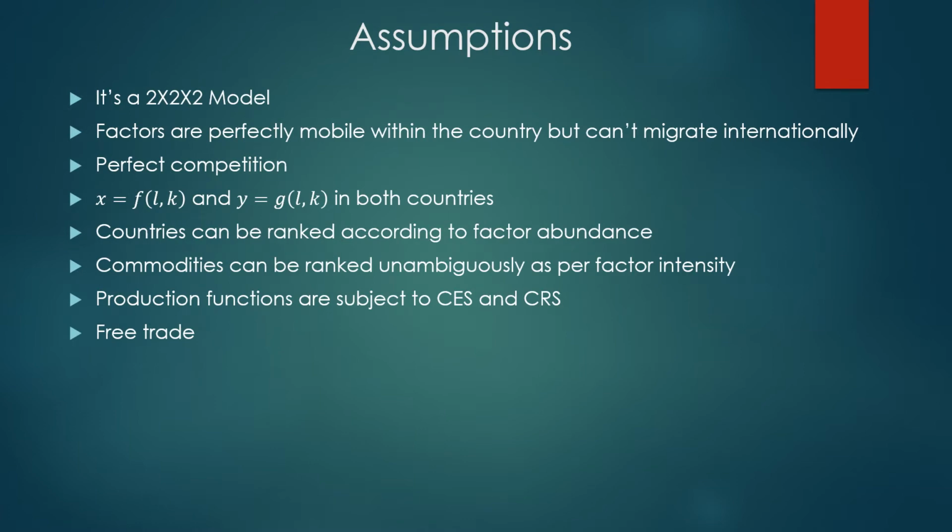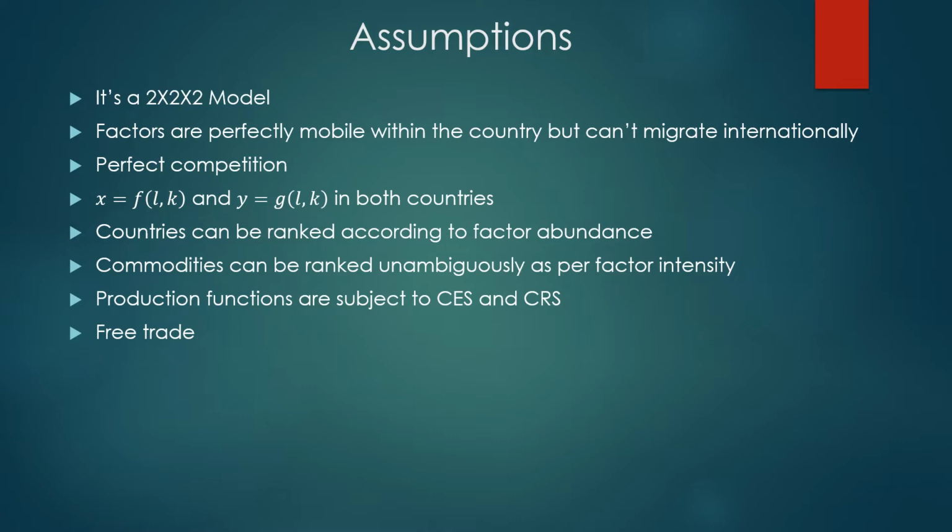Now, it is a 2x2x2 model. That means two countries, two commodities and two factors. Here we consider two factors, labor and capital. Factors are perfectly mobile within the country. That means the factors can be transferred from one sector to another, and there will be no change in productivity of the factors.